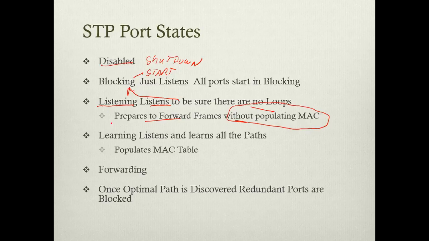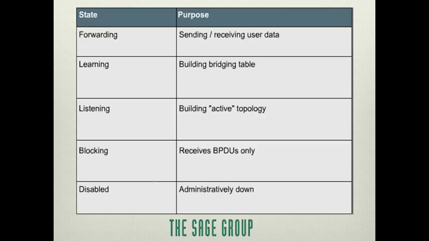After listening, it goes to learning. It listens and learns all the paths, and at this point it populates the MAC table. After spanning tree is convinced that there are no loops, the learning ports that have progressed then go into forwarding mode. Once the optimal path is discovered, the redundant ports are blocked. They're actually never unblocked. And that's what we want.